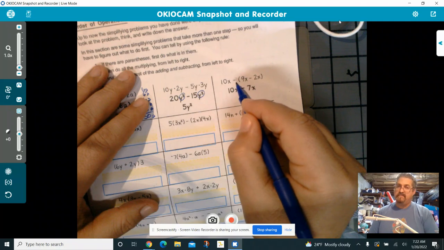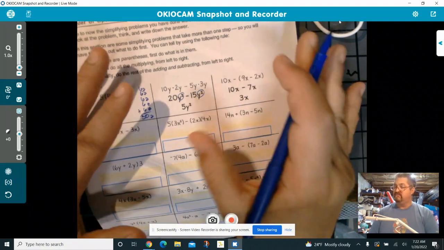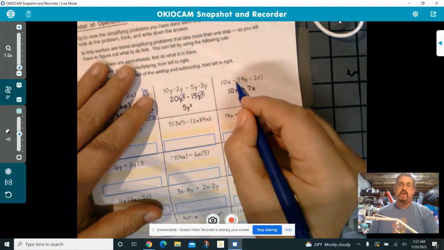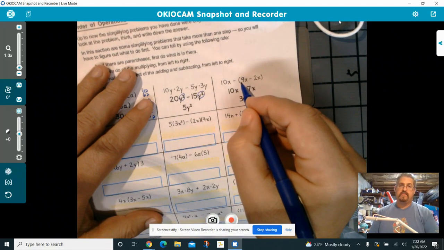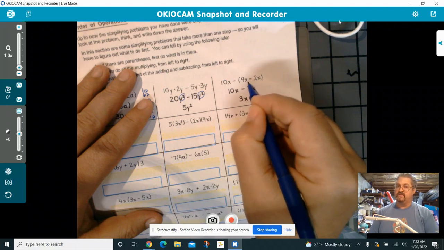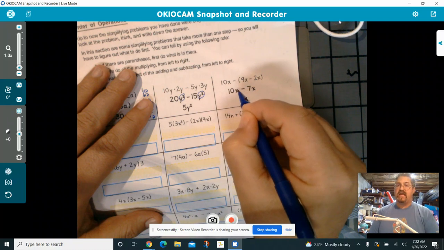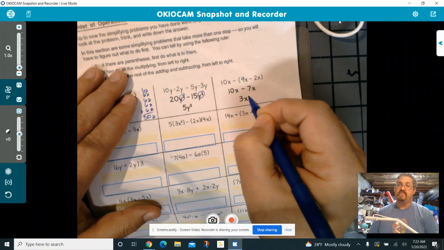We have a 10x minus, parentheses, 9x minus 2x. Okay, start with that. Parentheses first, right? 9 take away 2 gives us 7. Of course, it's both x terms, so it's 7x. We'll bring the rest of it down. 10x take away 7x gives you 3x.